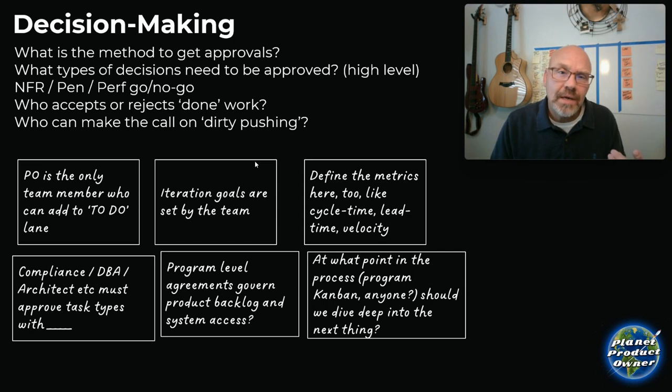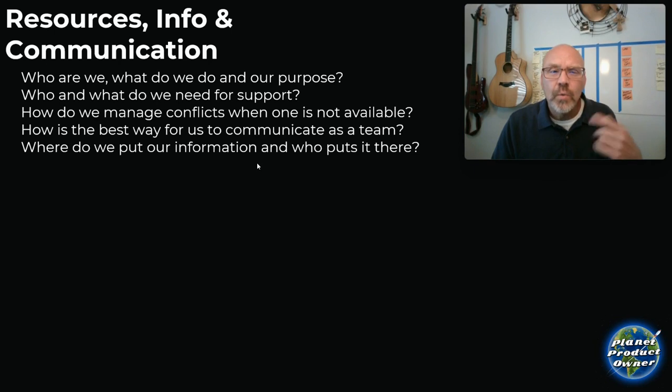Where does compliance have to decide? Where does UI UX have to decide? Where does the product owner and the team have final approval? So these are just some things to consider in here. Now, again, resources, info, and communication. I kind of put this one last. It could be first. It could be just integrated. I don't know. You do with it what you want.